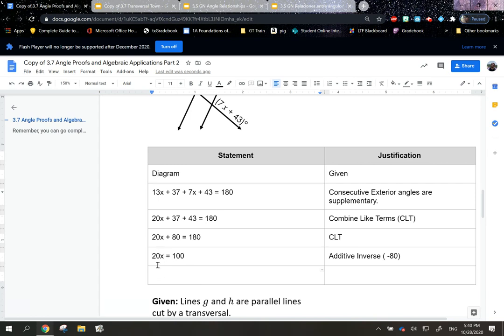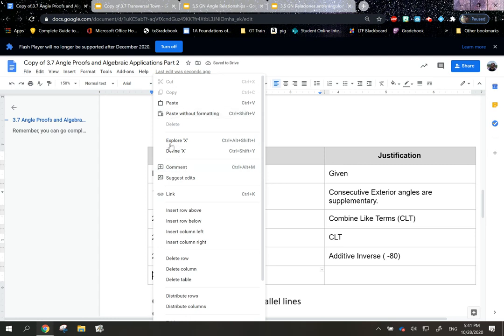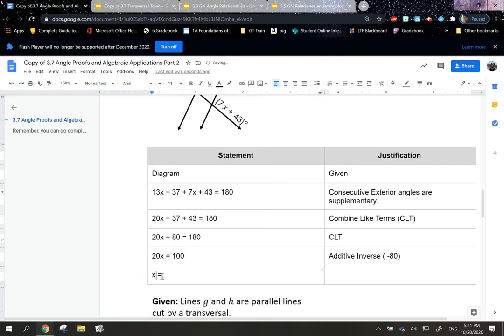20x divided by 20 is x, just x. 100 divided by 20 is going to be 5. Let me change that back to a lowercase x. 100 divided by 20, like we said, is 5. And here, what we did is the multiplicative inverse, where we divide by 20. And my x is equal to 5. And that's it. I'm done.